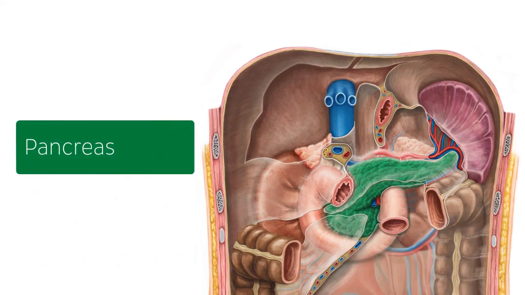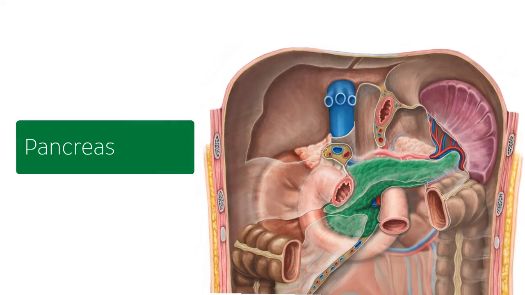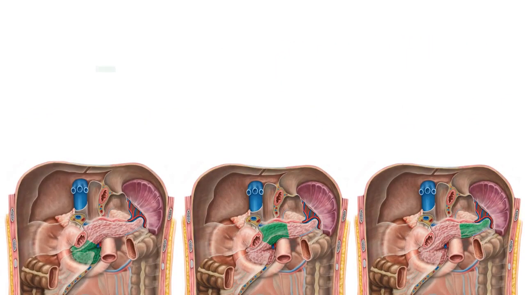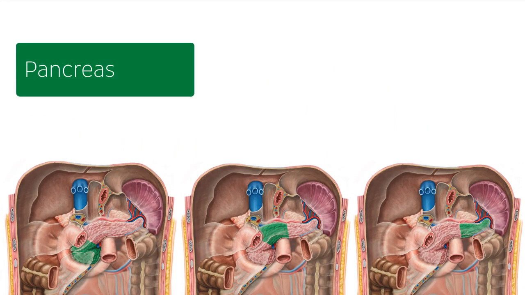This organ measures approximately 15 centimetres in length and is retroperitoneal except for a small part of its tail. It lies mostly posterior to the stomach in the duodenal loop and partly behind the omental bursa. The pancreas is both an endocrine and exocrine gland that can be divided anatomically into a head, a body, and a tail.